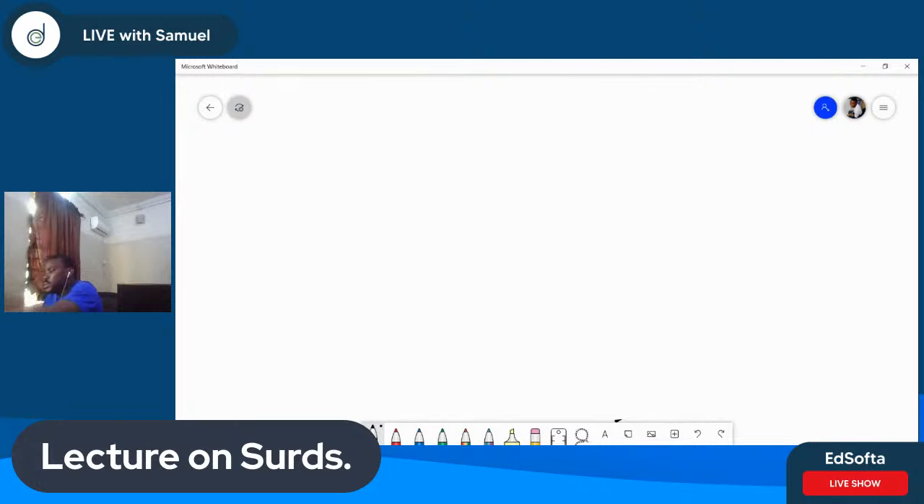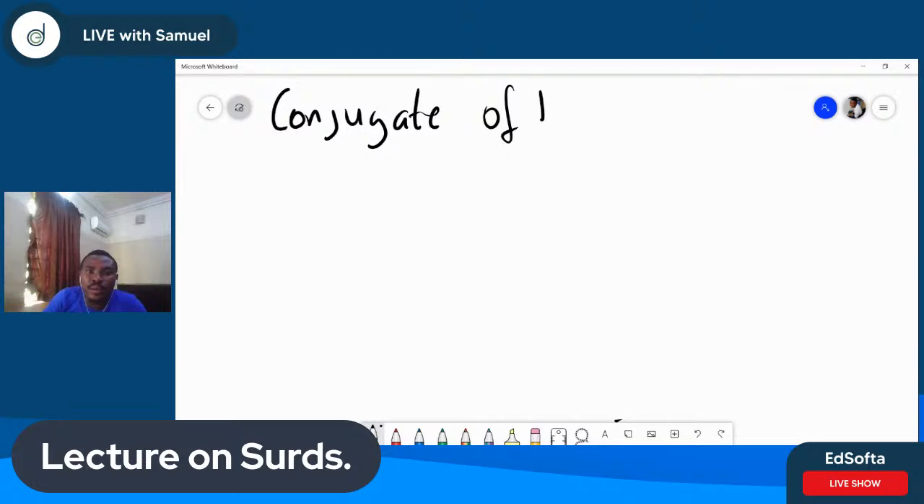So the subtopic that we'll be moving towards is the conjugate of binomial surds. This is very, very simple. This is what you are going to be using in your rationalization. Binomial surds means that there is more than one surd. It's not something to be confused about.